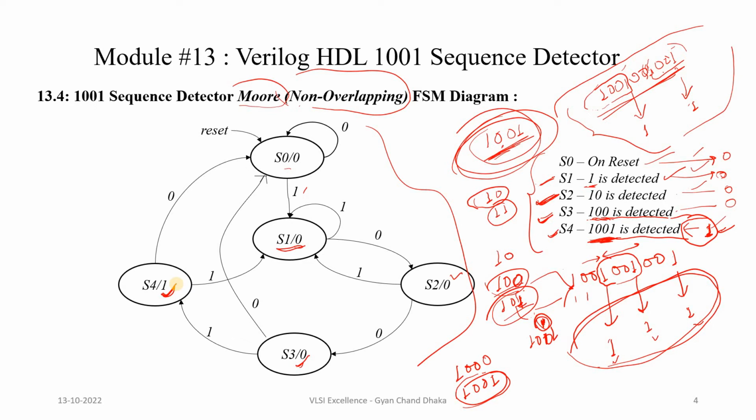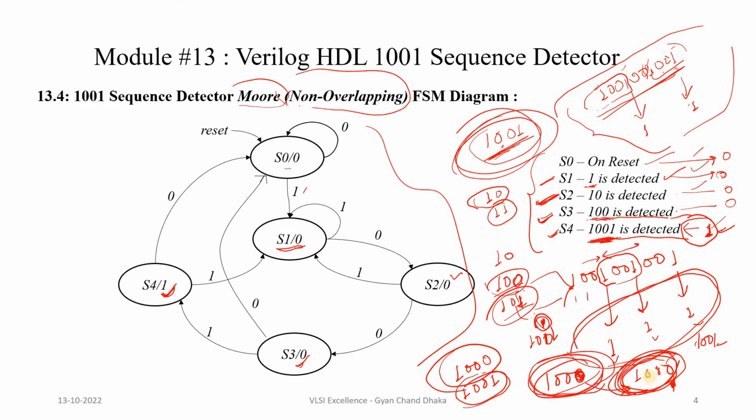But what happens if in S3 state the next bit is 0? So if the next bit is 0, that means the sequence will become 1000, and this is not part of our sequence detector, which is 1001, and hence we have to go to our initial default state, which is S0. And from S0 state we have to again wait for a next 1 to go to the S1 state.